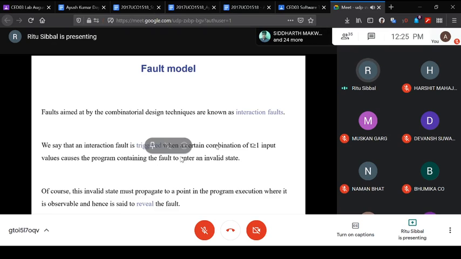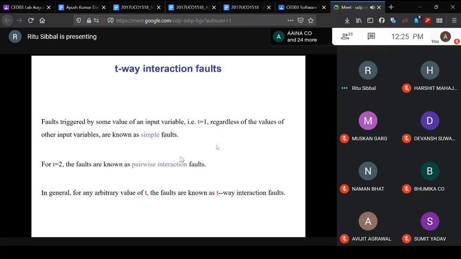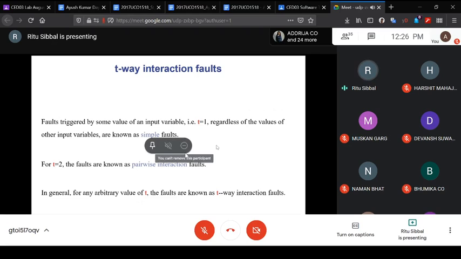What is an interaction fault and how it can happen. Now we see interaction faults happen when there is an interaction between the values of the factors or the levels of the factors के बीच में. A certain combination of the levels will cause the program to stop or go into an undetermined state. Now, the fault which is triggered by one input variable, that is t is equal to 1, regardless of the values of other input variables, is known as a simple fault.